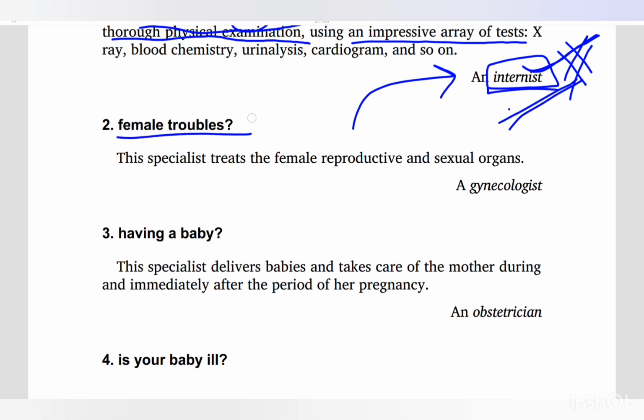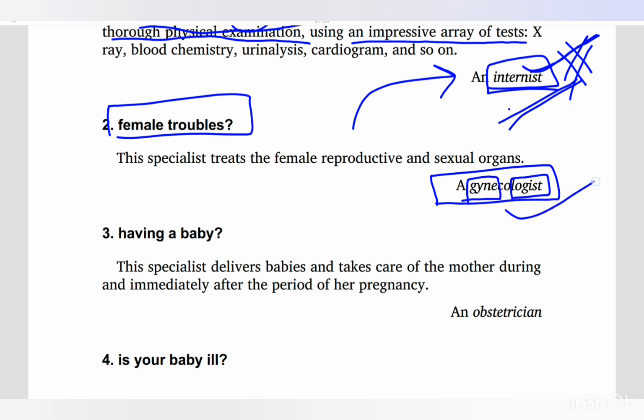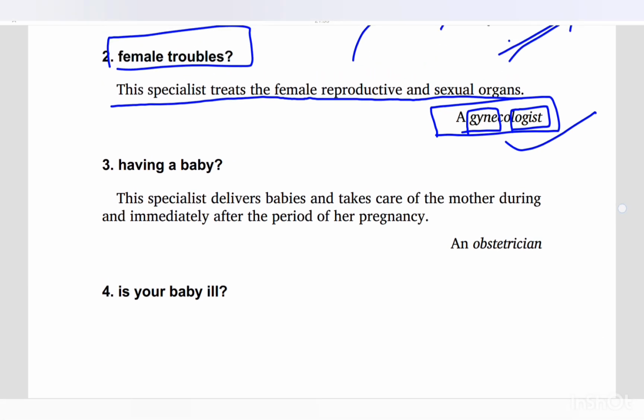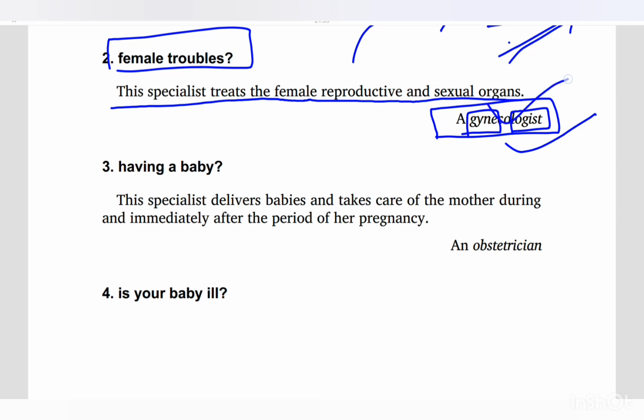Next is female troubles. We are very much friendly with this word, gynecologist. We have studied in the last session that gyn means woman and logist means the specialist. So a gynecologist is a female doctor. You can read this: this specialist treats the female reproductive and sexual organs. If you have a female-related problem, then you will visit a gynecologist.